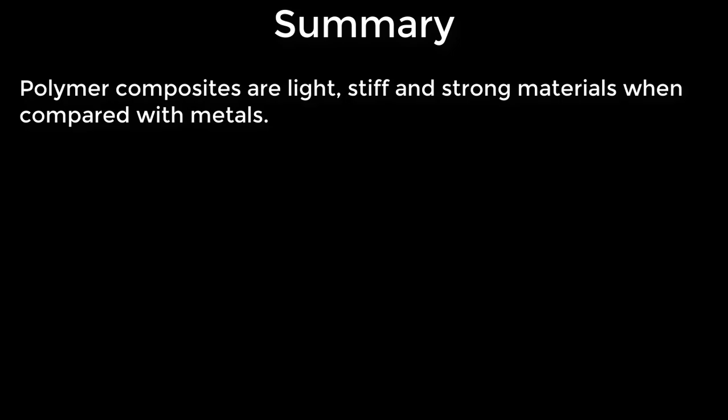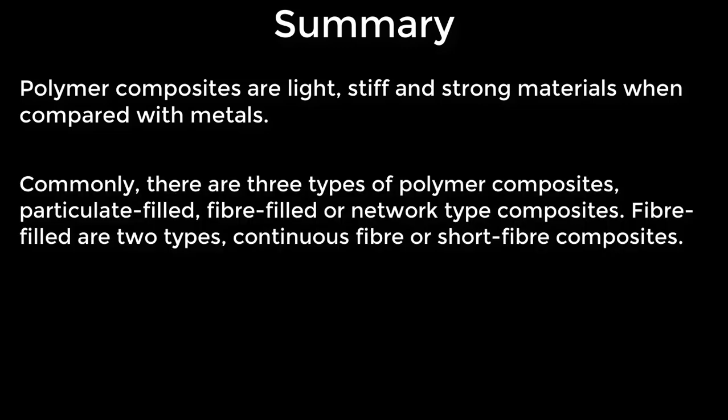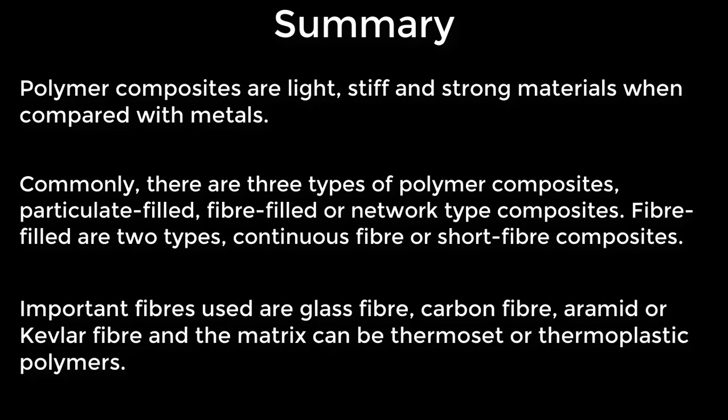I would like to summarize. Polymer composites are light, stiff and strong materials when compared with metal. Commonly, there are three types of polymer composites: particulate filled, fiber filled or network type composites. Fiber filled are of two types: continuous fiber or short fiber composite. Important fibers used are glass fiber, carbon fiber, aramid or Kevlar fiber, and the matrix can be a thermoset or thermoplastic polymer.